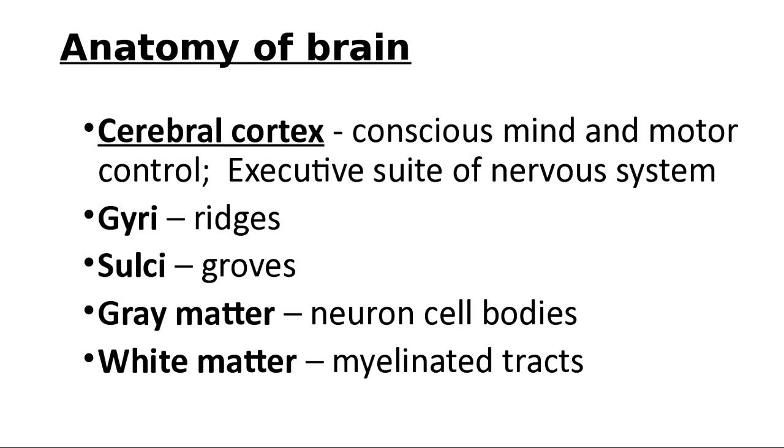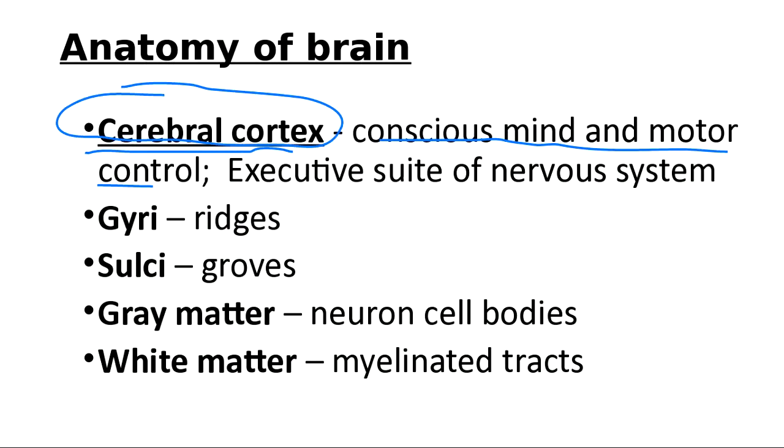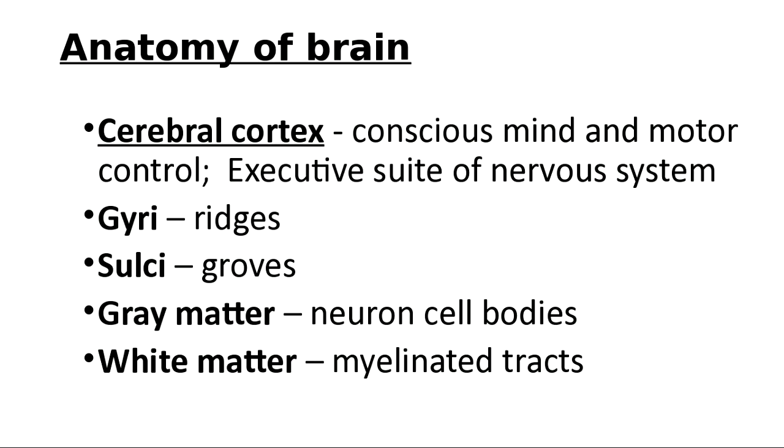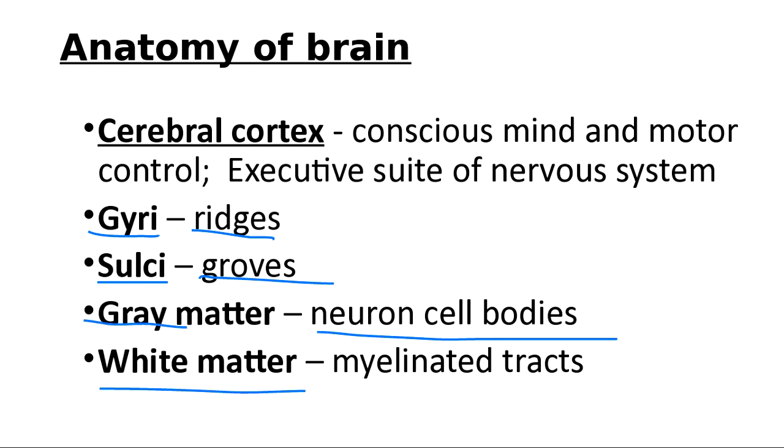Okay, anatomy of the brain. The cerebral cortex is where your conscious mind is. It's also for motor control. So it's the cortex of the cerebrum. And it's also the executive suite of the nervous system. Gyri, or ridges on the brain. Sulci, or grooves in the brain. Gray matter is nerve cell bodies. White matter in the central nervous system is myelinated tracts.